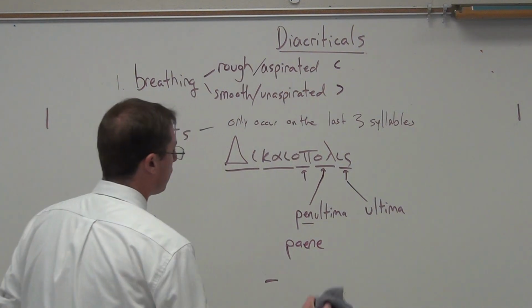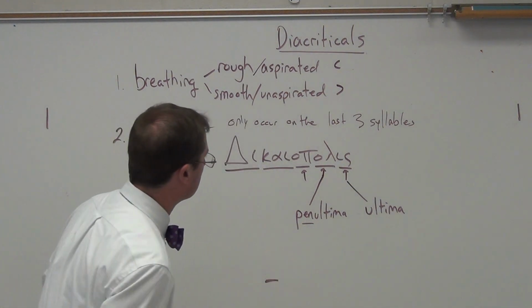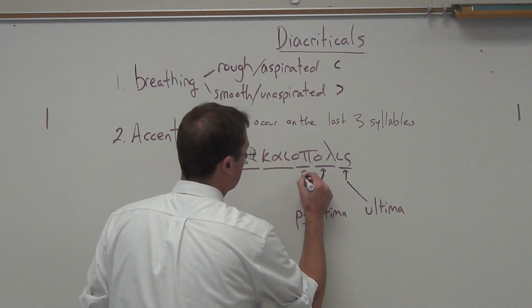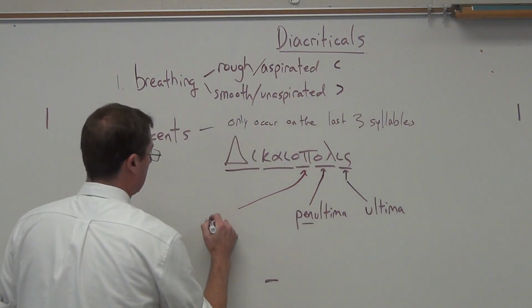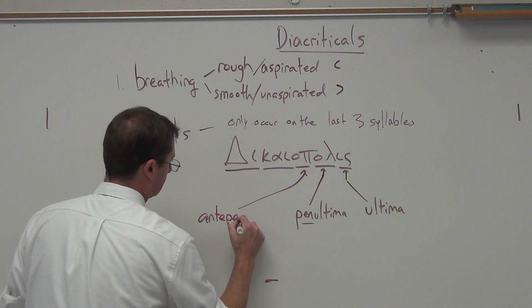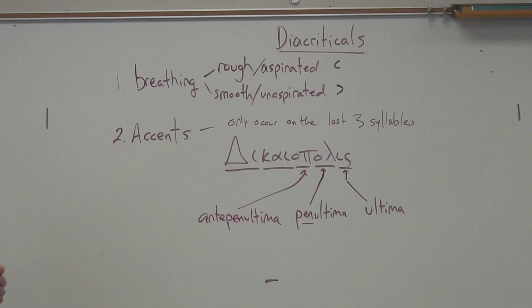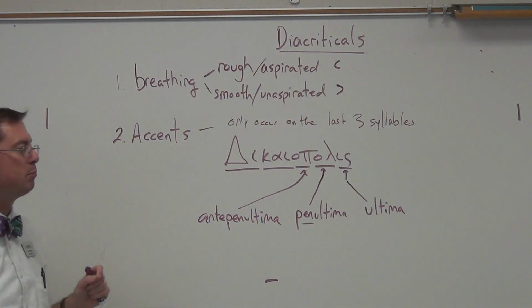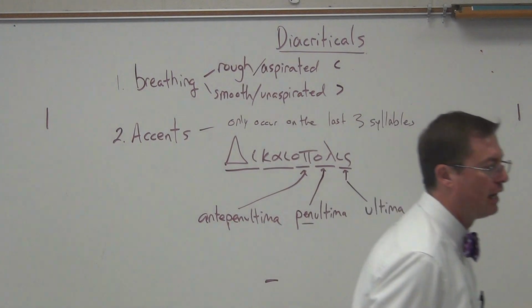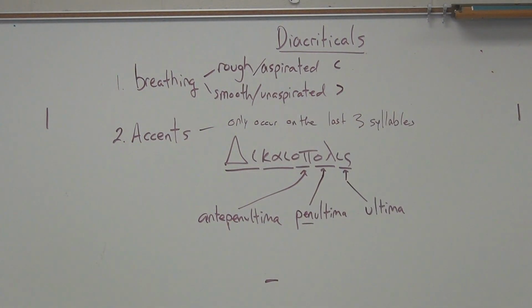And then the third from the end is going to be known as the antepenultimate, or antepenultima. So those are the only syllables in a Greek word that A, are going to be able to have an accent, and B, actually have a particular name.